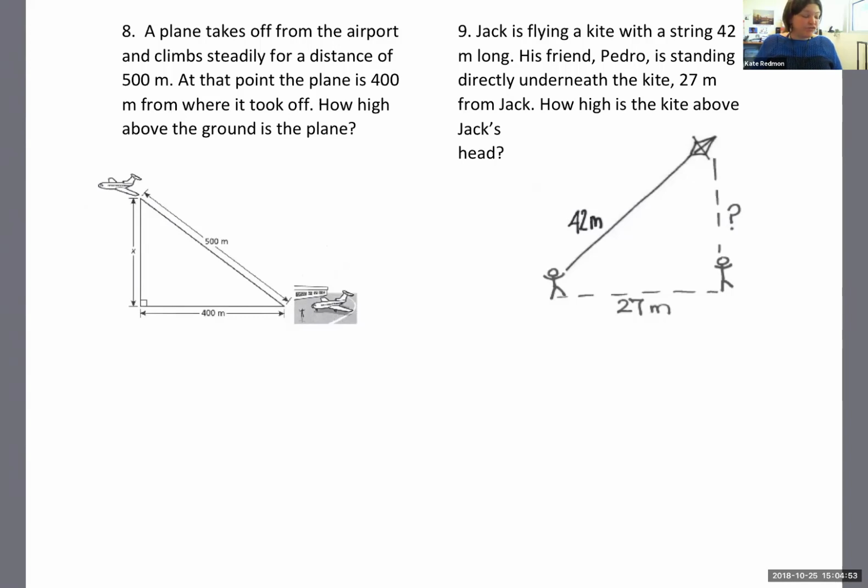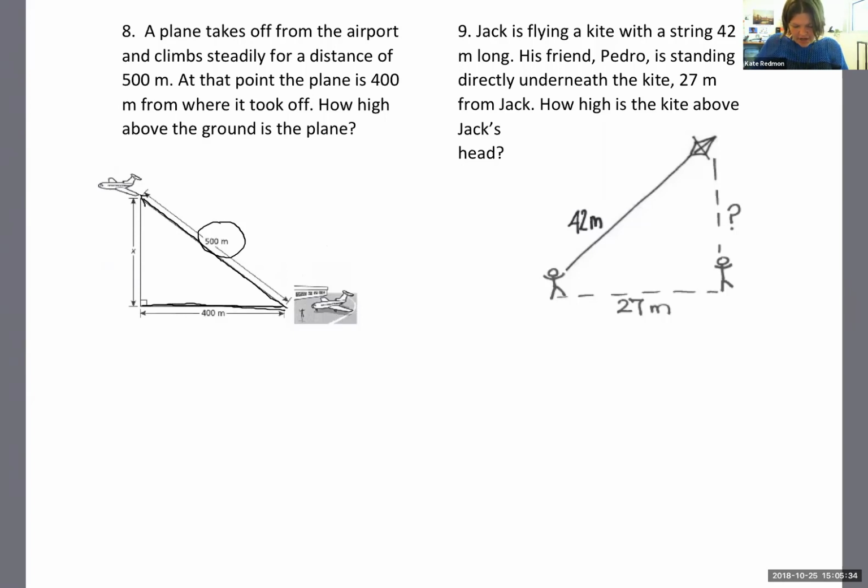I didn't have to draw my picture because they drew it for me. I can see that my plane took off from the airport, like they said, and climbed steadily. We see that taking off motion, climbing steadily for 500 meters. At that point, the plane is 400 meters from where it took off. So when you say how far the plane traveled, yes, it went 500 meters, but we're measuring distance along the ground, like if we want to figure out how close it is to Florida, not at an angle into the sky.